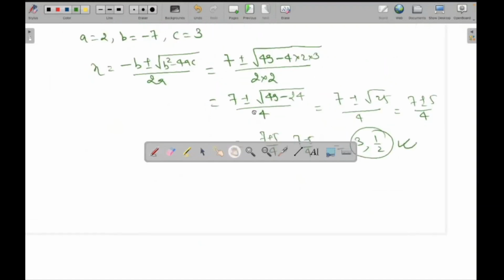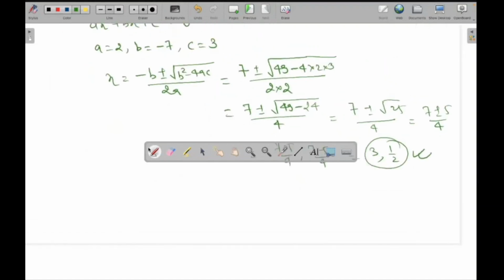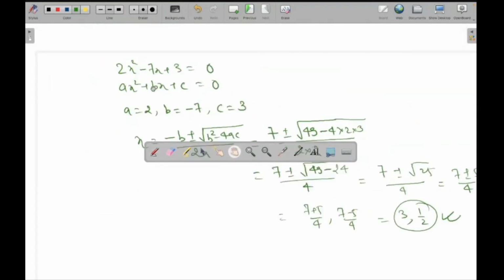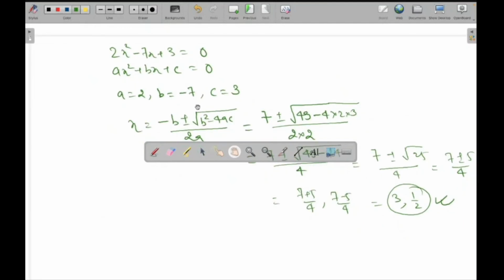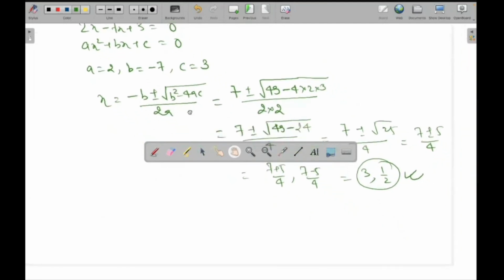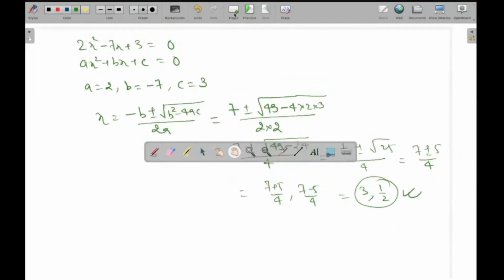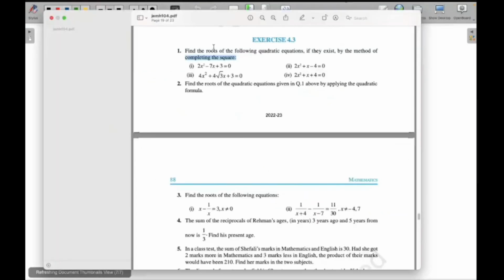But yes, this is the formula you have to use. Make sure that while you are comparing a, b, c, you compare it using the correct sign, because these things are all in positive. If there is anything in negative, you have to use the sign appropriately, otherwise there will be some mistakes. Okay, so we did it using both the methods.